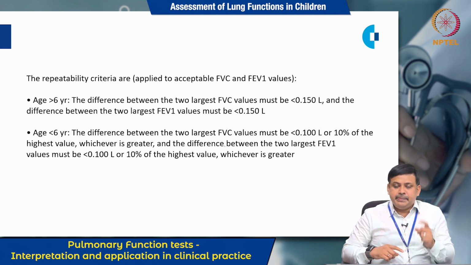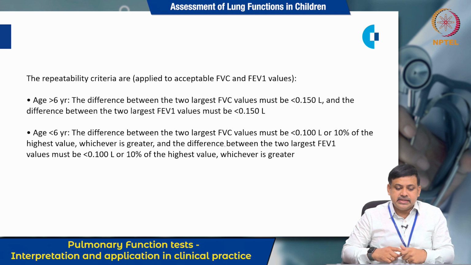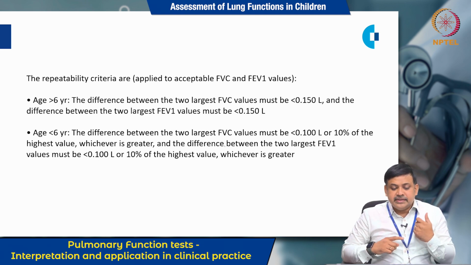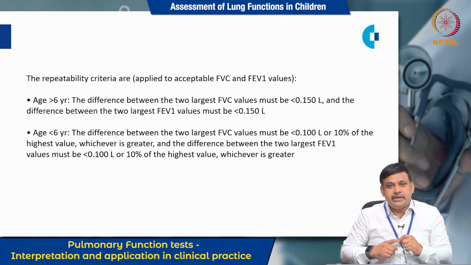The repeatability criteria are applied to acceptable forced vital capacity and forced expiratory volume in 1 second values. The repeatability criteria vary for age more than 6 years as well as age less than 6 years. For age more than 6 years, the difference between the 2 largest forced vital capacity values must be less than 0.150 liters, and the difference between the 2 largest FEV1 values must be less than 0.15 liter.